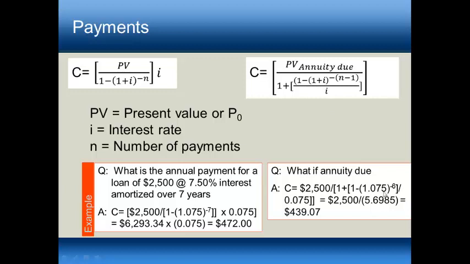For the annuity due, the same thing: 2,500 divided by 1 plus, in brackets, 1 minus 1 plus I, our rate, raised to minus our n minus 1. So if we had 7 years, we now have 6. All of this divided by 0.05 is the divider for the annuity due, which gives me $439.07.